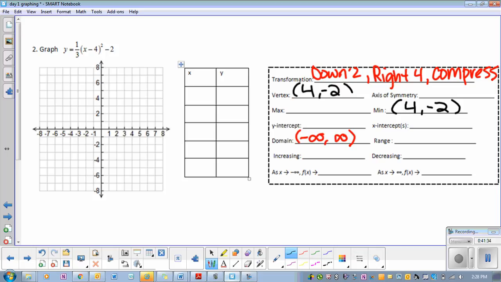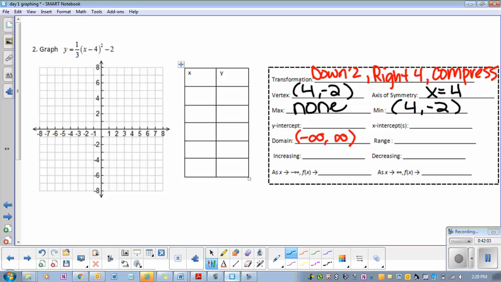And that means that my max has to be none. My max is none. Oh, I know what you're thinking. Axis of symmetry. What is the axis of symmetry? Not just 4. X equals 4. Guys, I will definitely take off some points if you do not put x equals, okay? Because it is an equation, all right?